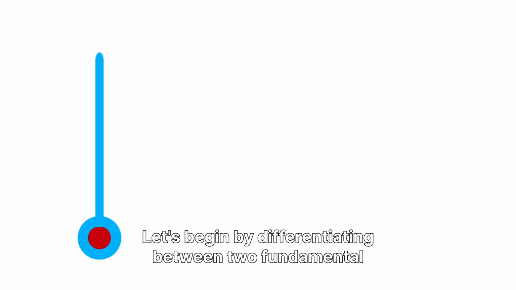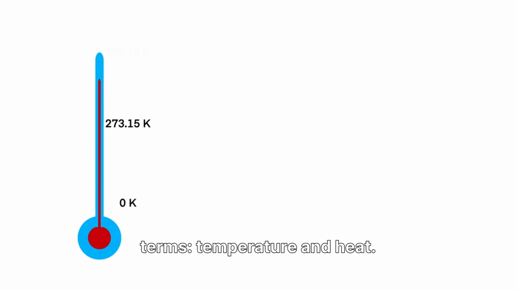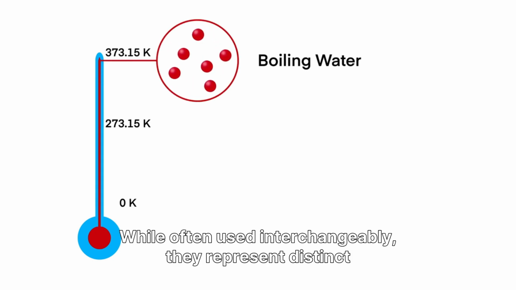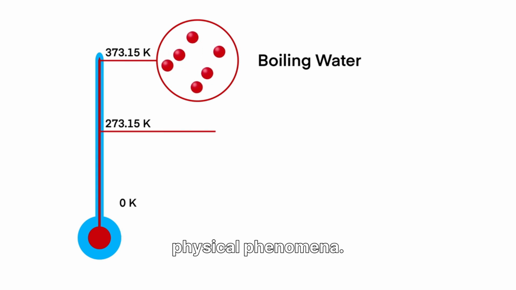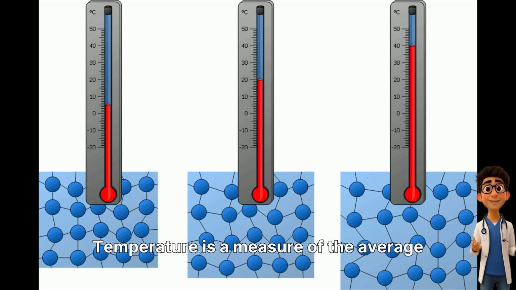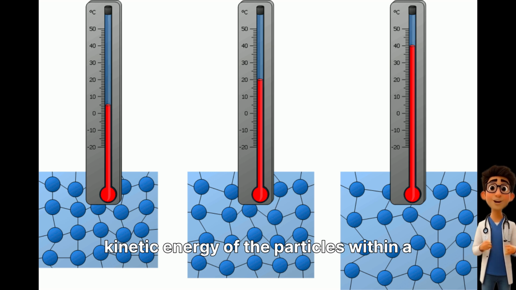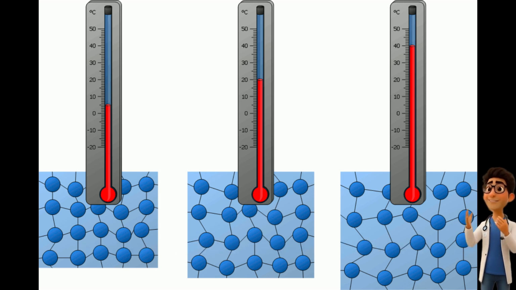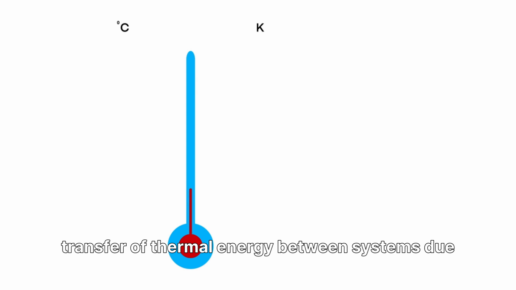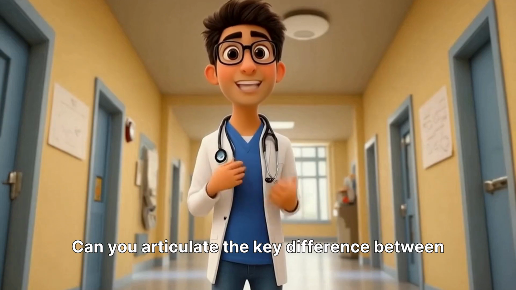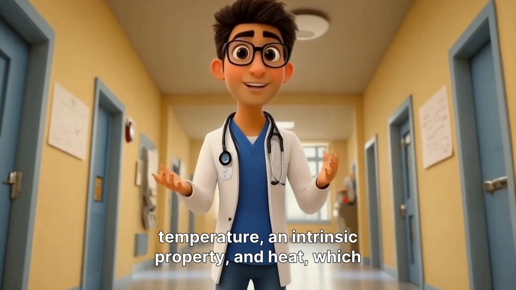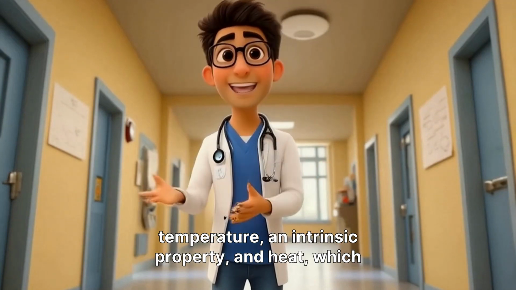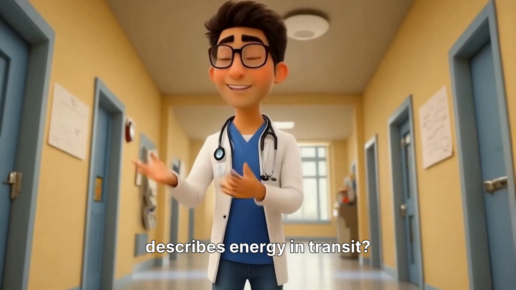Let's begin by differentiating between 2 fundamental terms, temperature and heat. While often used interchangeably, they represent distinct physical phenomena. Temperature is a measure of the average kinetic energy of the particles within a substance, indicating its degree of hotness or coldness. Heat, on the other hand, is the transfer of thermal energy between systems due to a temperature difference. Can you articulate the key difference between temperature, an intrinsic property, and heat, which describes energy in transit?